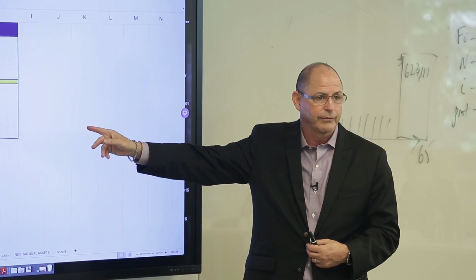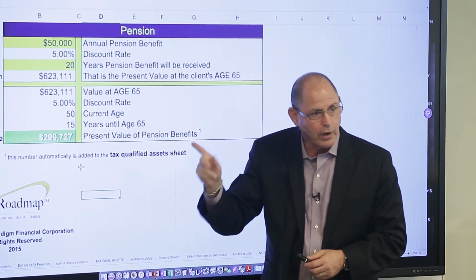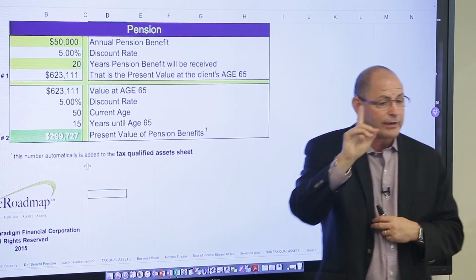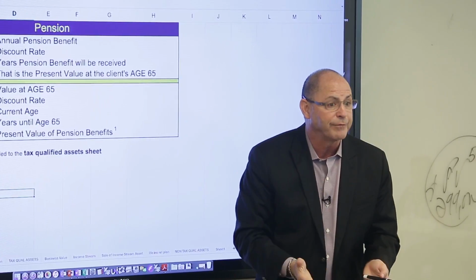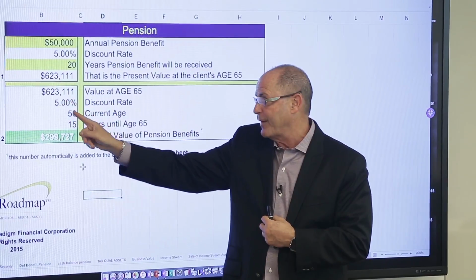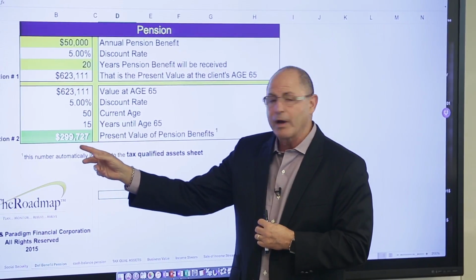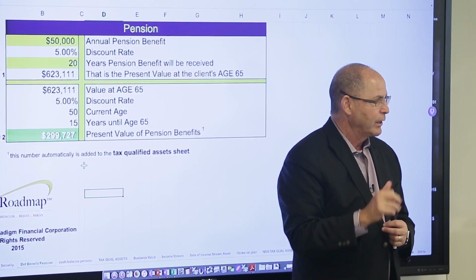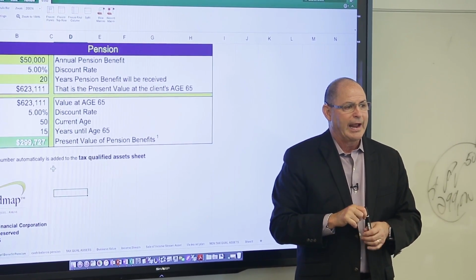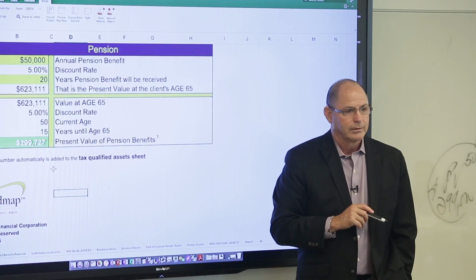Just look over here, Dan. Don't look over there. If I'm getting a pension benefit for 20 years, starting at age 65, I need $623,000 at age 65. That's only the first part of the question because I'm not 65. I'm 50. I have to discount that age 65 value back to see what it is worth today to me. So if I had $299,000 today, growing at 5% for 15 years, what would it grow to? 623. And the 623 would be enough to do what? Pay me a $50,000 annual for 20 years.